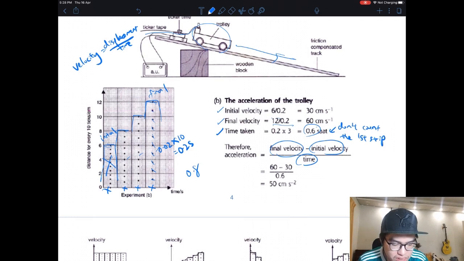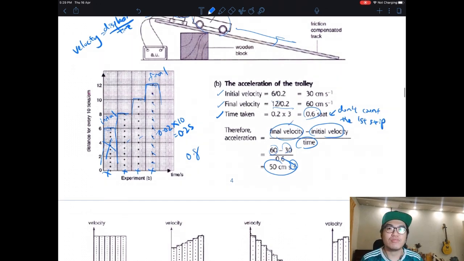So 60 minus 30 divided by 0.6. So the acceleration here is 50 cm per second squared. Remember the unit is cm s^-2. I hope this makes sense. Final velocity and initial velocity shouldn't be very hard to calculate, but just the time is a bit tricky here, so do take note.